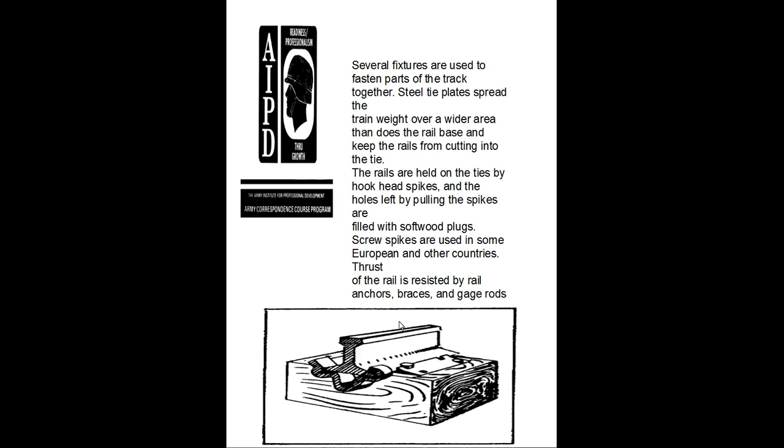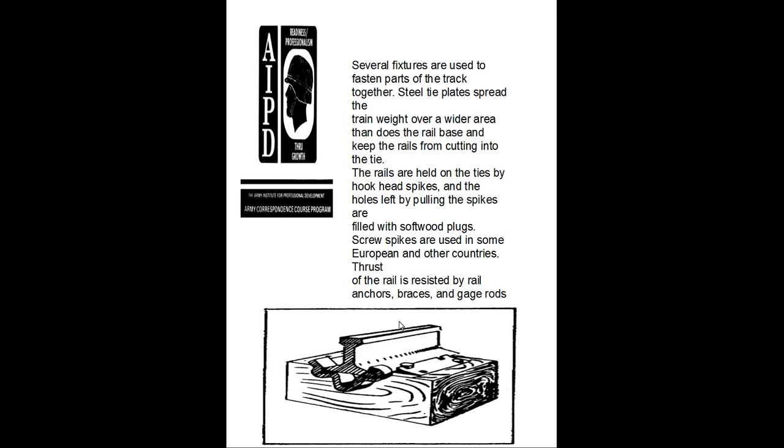Several fixtures are used to fasten rails and ties together. Steel tie plates spread the train weight over a wider area than the rail base does, keeping the rails from cutting into the tie. The plates are held on the ties by spikes with heads that hook. The spikes hold down against pulling, with holes filled with soft wood plugs.